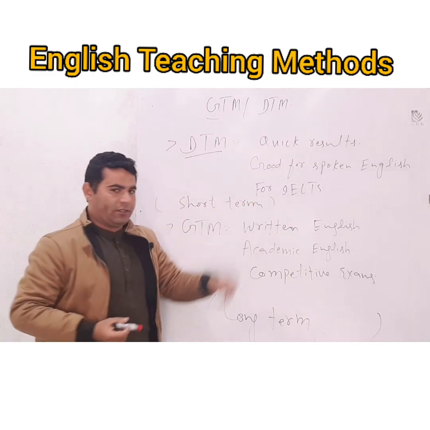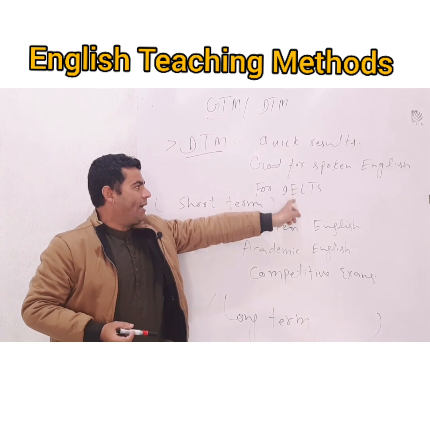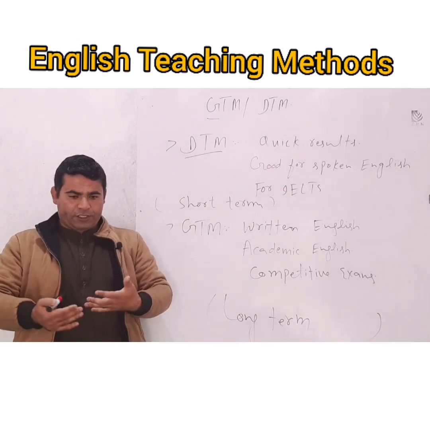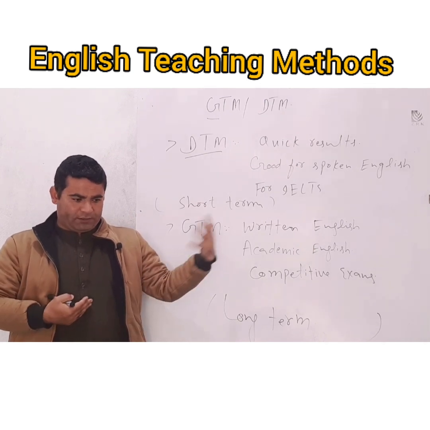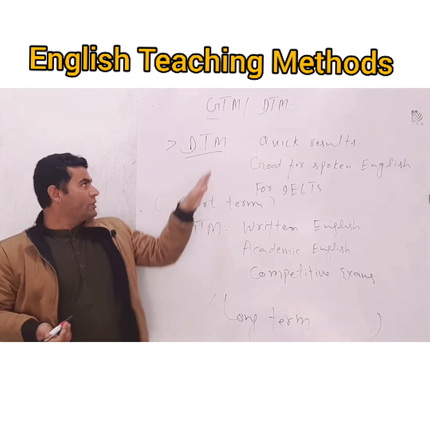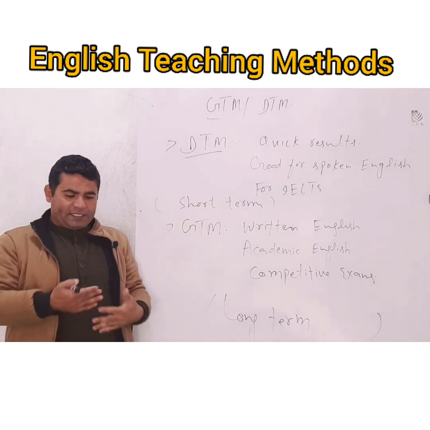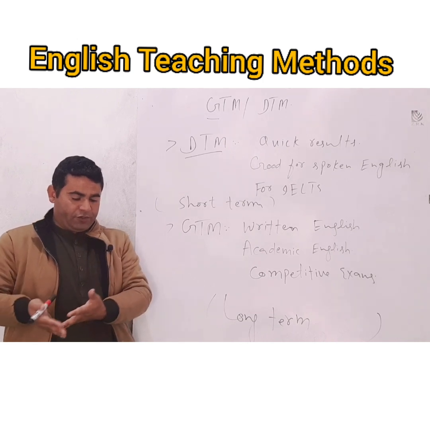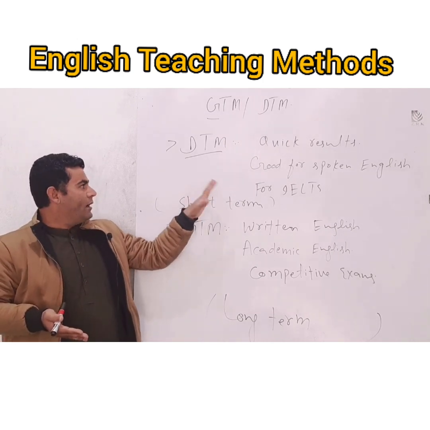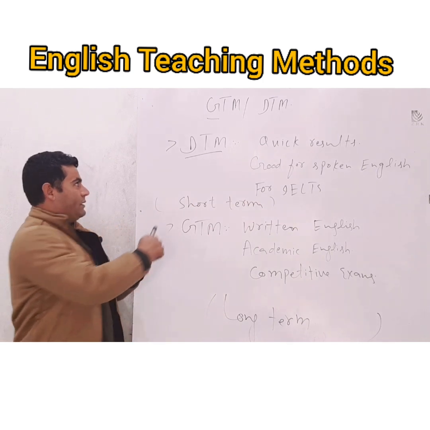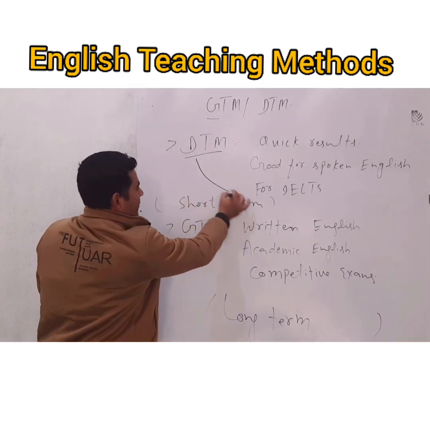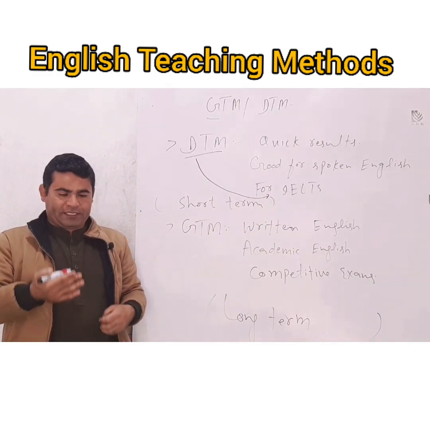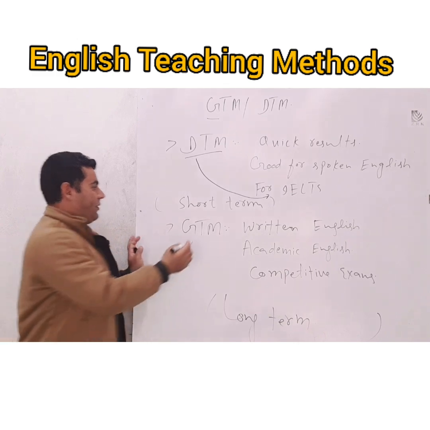It's good for IELTS also. IELTS, International English Language Testing System. If you want to appear in IELTS, if you want to study abroad, you have to use DTM, because DTM gives you quick results. As I told you, you don't have too much time, you have only 2-3 months, so it's good for IELTS students. They should learn through the DTM method, and teachers, if they want to teach IELTS, have to use the DTM method.